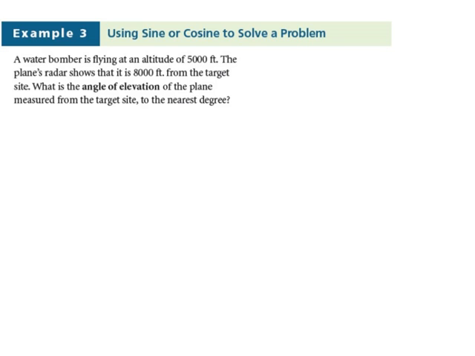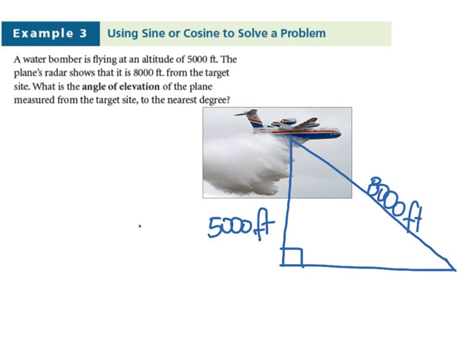Let's draw this triangle. So we know that the water bomber is 5,000 feet in altitude. That means it is 5,000 feet from the ground. And so this is the ground. And it is 8,000 feet away from its target, right here. So the question asked, what is the angle of elevation? So where is this angle of elevation? The angle of elevation is from the target site to where the plane is. And I'm going to have it in green. And let's call it target, or T.